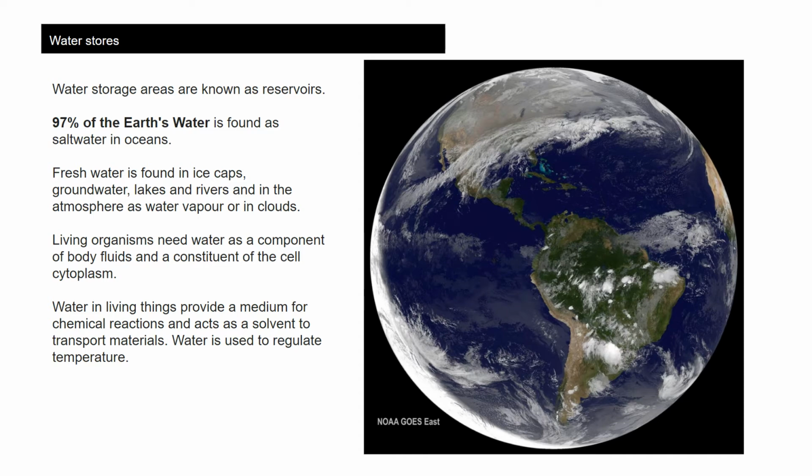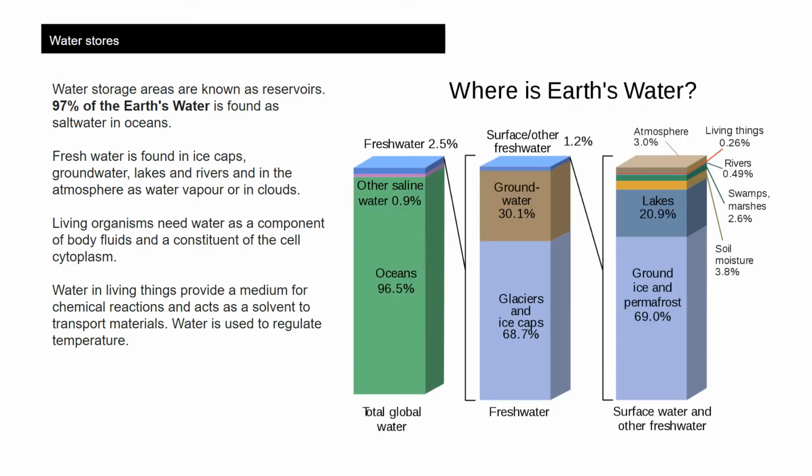If you look at Earth from space, it's mostly blue. Okay, 70% of the Earth is covered with water. Okay, 97% of all of the water on Earth is actually found in the oceans. And this is all salt water. The remaining 3% is found in rivers, lakes, ice caps, and in living things.